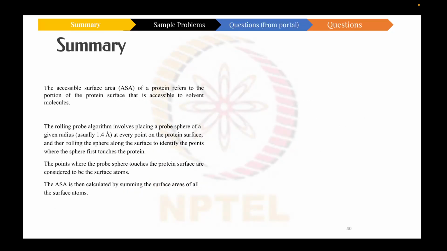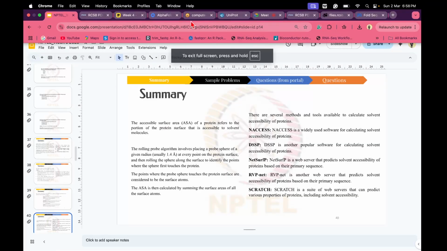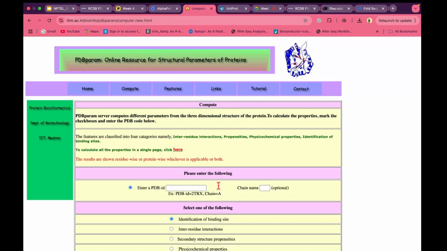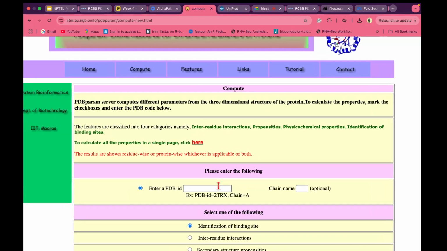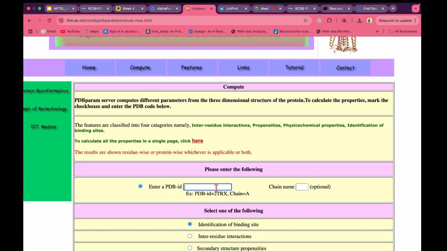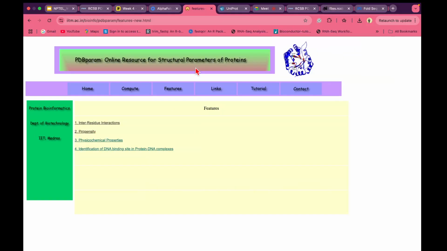So yeah, let me show you one other method, that is PDBparam. PDBparam is a method which gives you structural parameters of protein. This works for all the proteins that have a PDB ID. So let's look into its features first before accessing the tool.